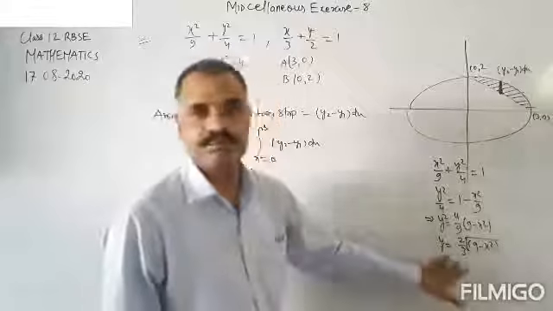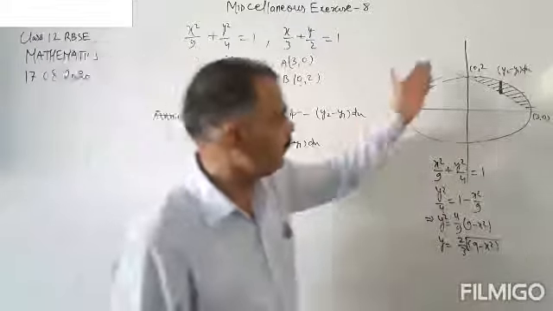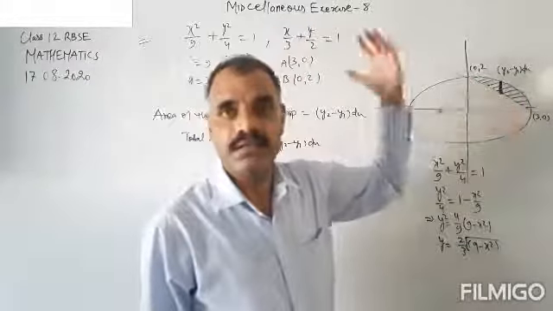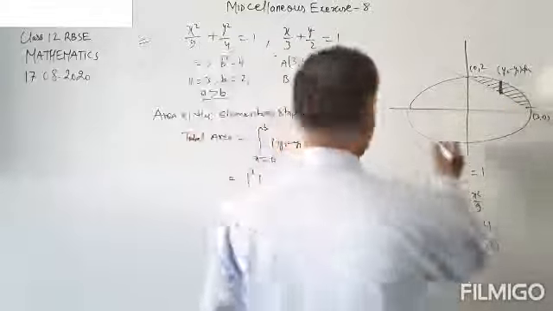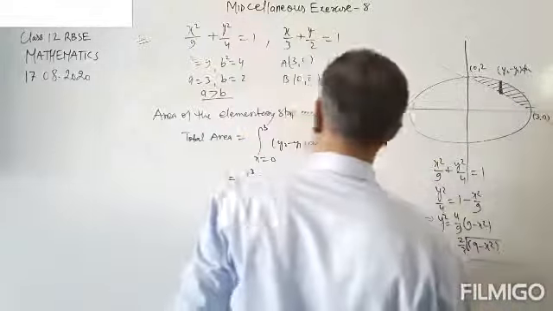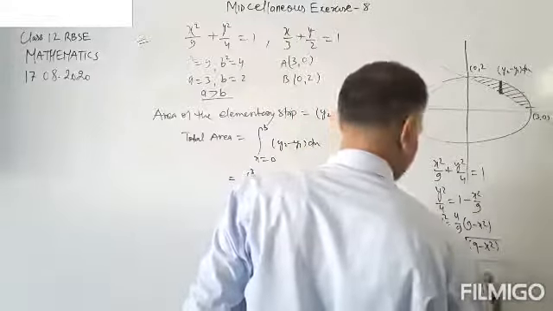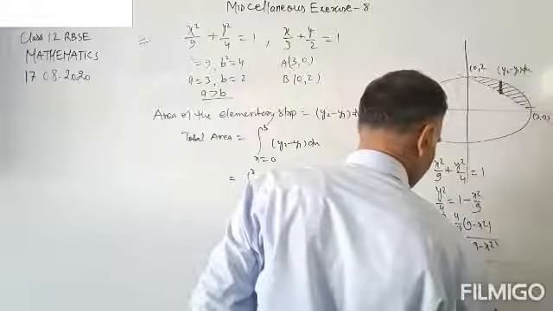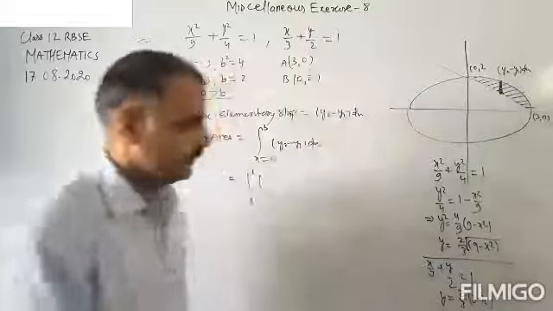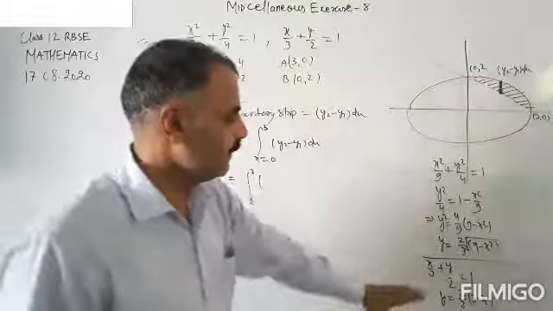So y2 is this, and y1 is taken from the lower curve, that is the line. So y1 is taken from the straight line. Solving the straight line, x upon 3 plus y upon 2 is equal to 1, y is equal to 2 upon 3 times (3 minus x). So this one is y1.